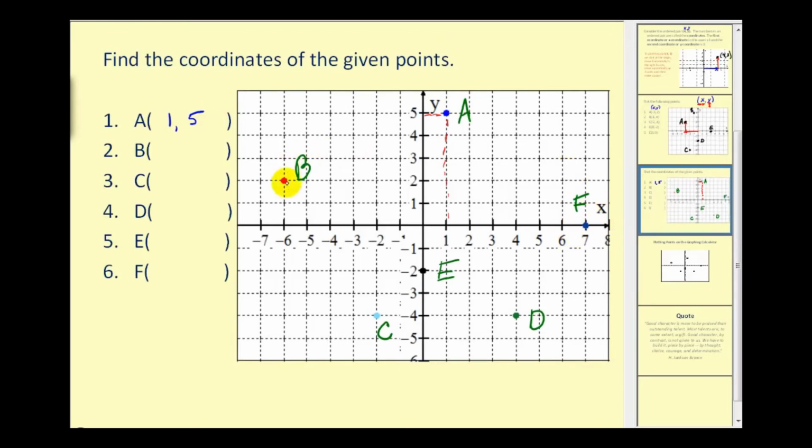So for point B, the x-coordinate would be negative 6 and the y-coordinate positive 2. Point C, the x-coordinate is negative 2 and the y-coordinate is negative 4.